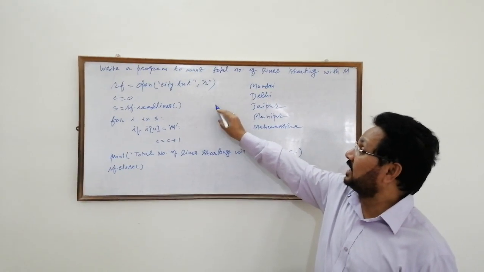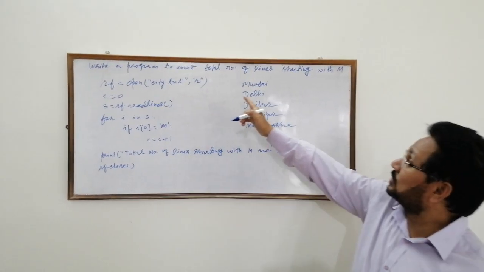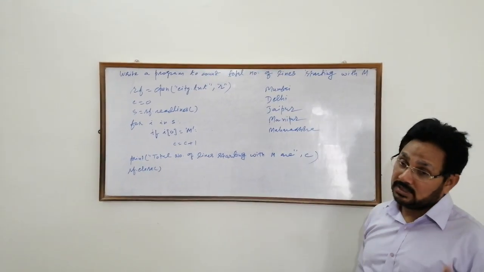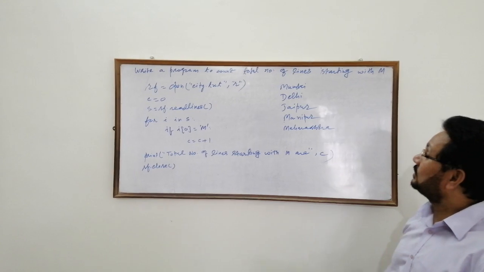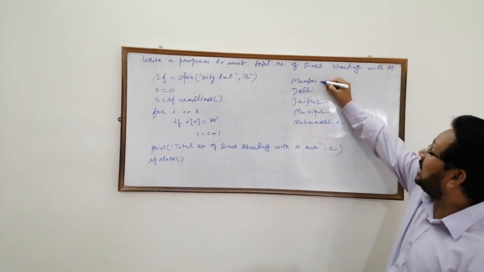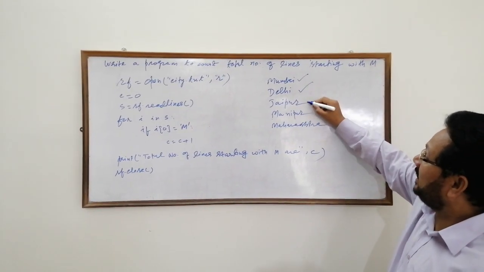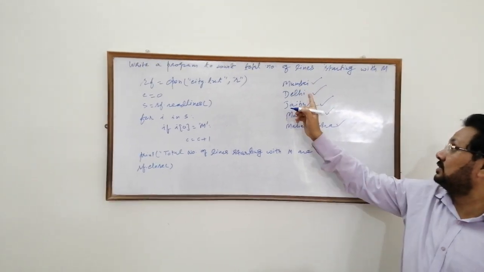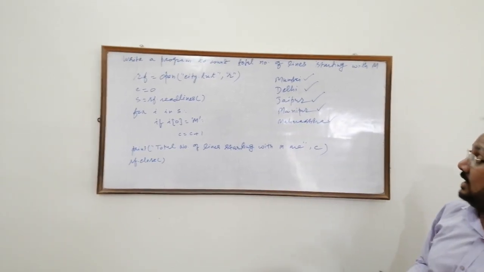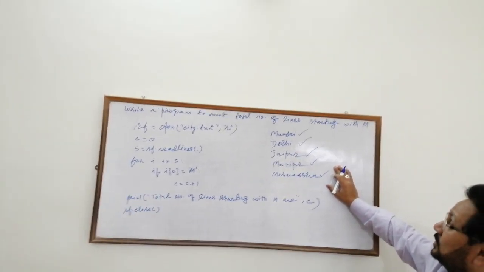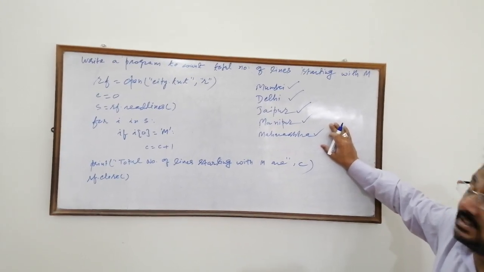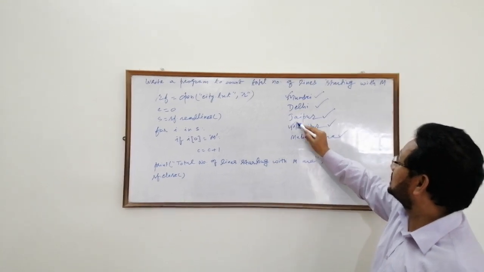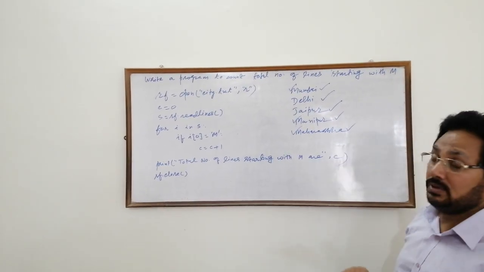Now in the next program, write a program to count the total number of lines starting with M. The same file which we are taking, suppose the data stored in it are Mumbai, Delhi, Jaipur, Manipur, Maharashtra, and these are the 1, 2, 3, 4, 5 lines. But we are giving the instruction to the computer to count only those lines which start with M. So this line is starting with M, this is starting with M, and this is starting with M.